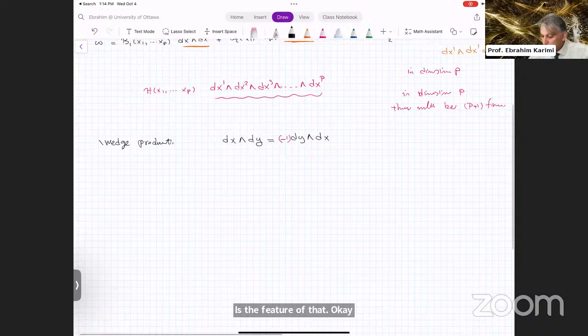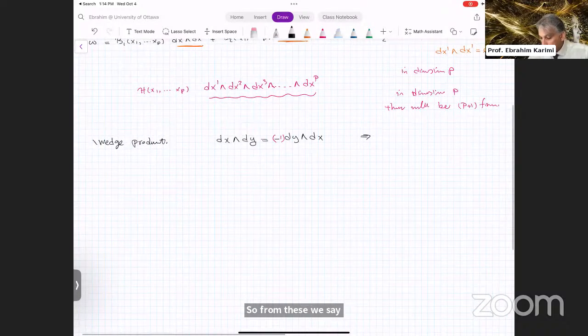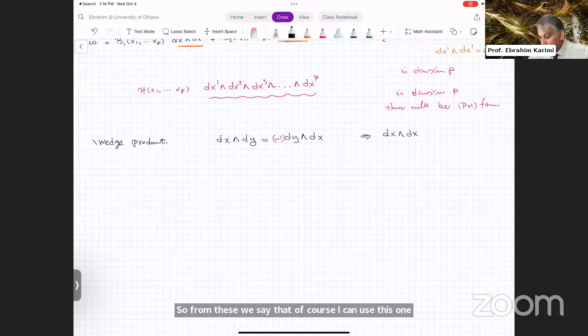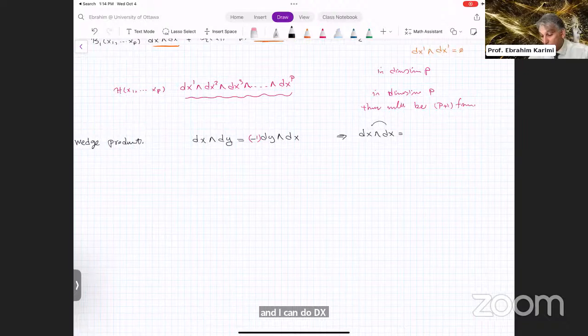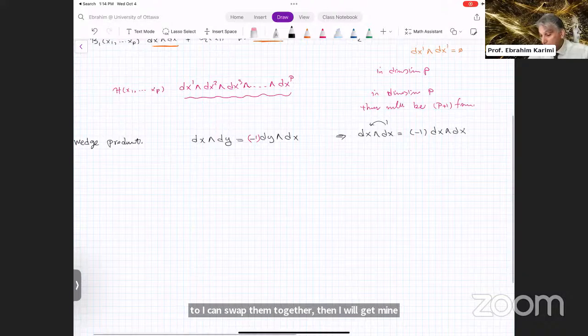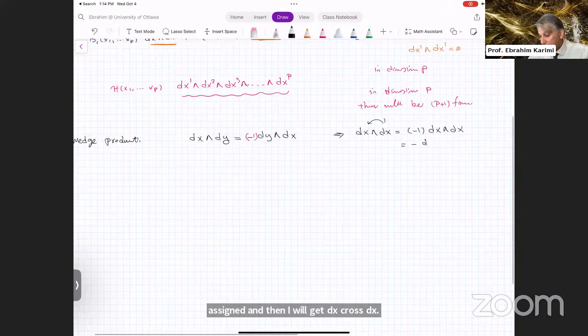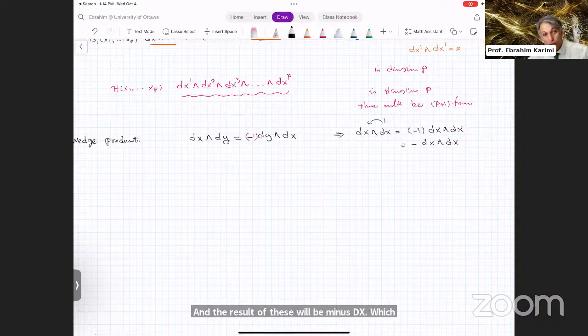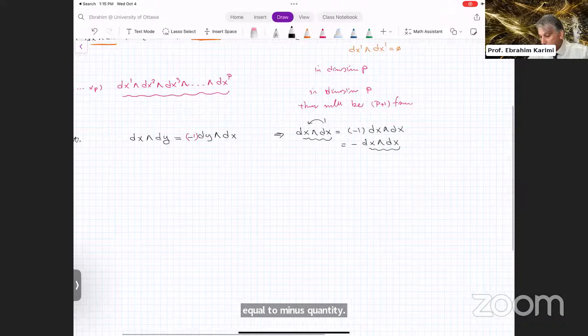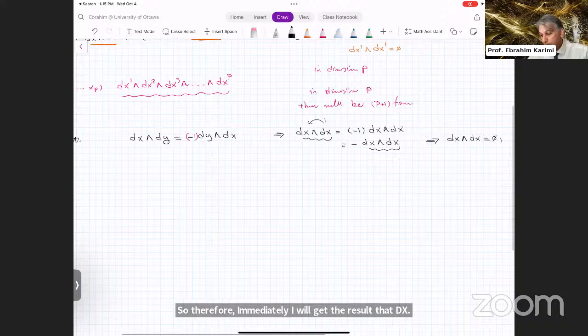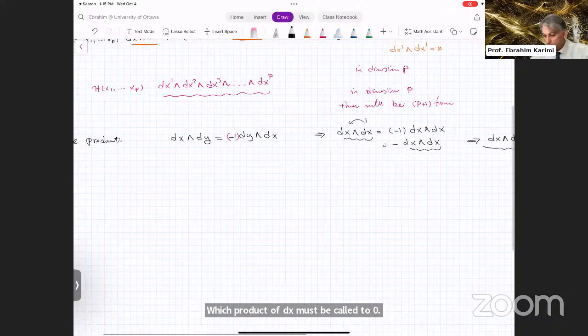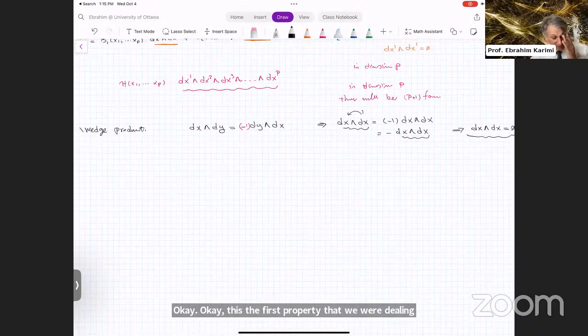So from these, I can use this one and do dx wedge product of dx. That will be equal to, if I swap them, a minus sign, and then dx wedge dx. And the result of this will be minus dx wedge product of dx. So you will see a quantity like this which is equal to minus the quantity. Therefore, immediately I get the result that dx wedge product of dx must be equal to 0. Okay, this is the first property that we were dealing with, and we discussed that last time.